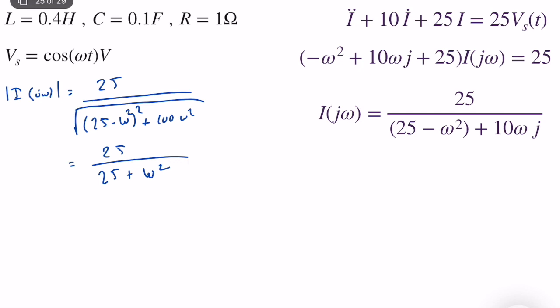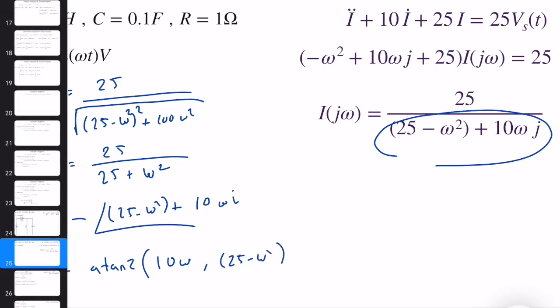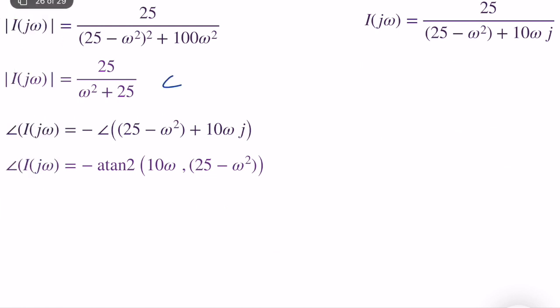So we computed the magnitude as a function of omega. What is the phase? The numerator doesn't have a phase, and the denominator does have a phase. Since it's at the bottom, the phase is equal to minus the phase of 25 minus omega squared plus 10 omega j. If we use the atan2 formula, it's equal to minus atan2 with the y-axis value 10 omega first, comma, 25 minus omega squared. Let's check it's correct. I think it should be. This is my magnitude and this is my phase.